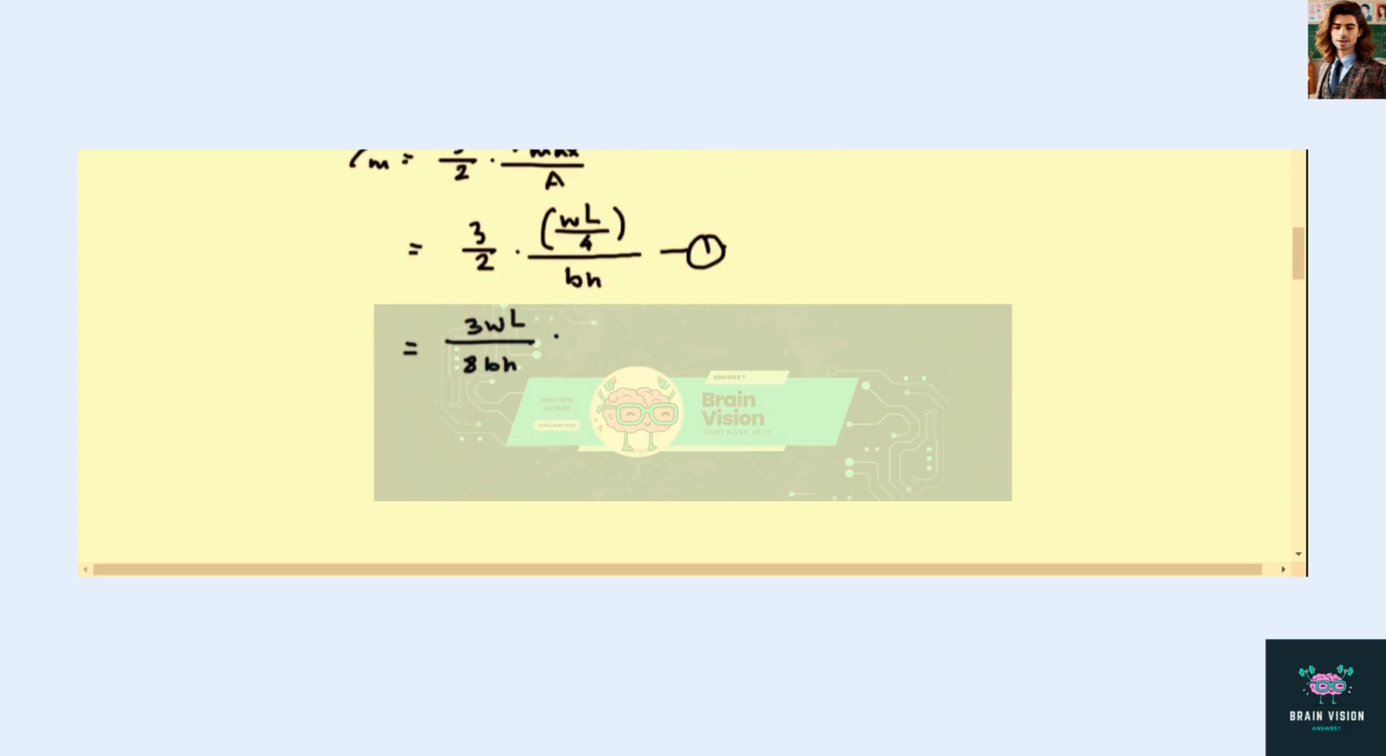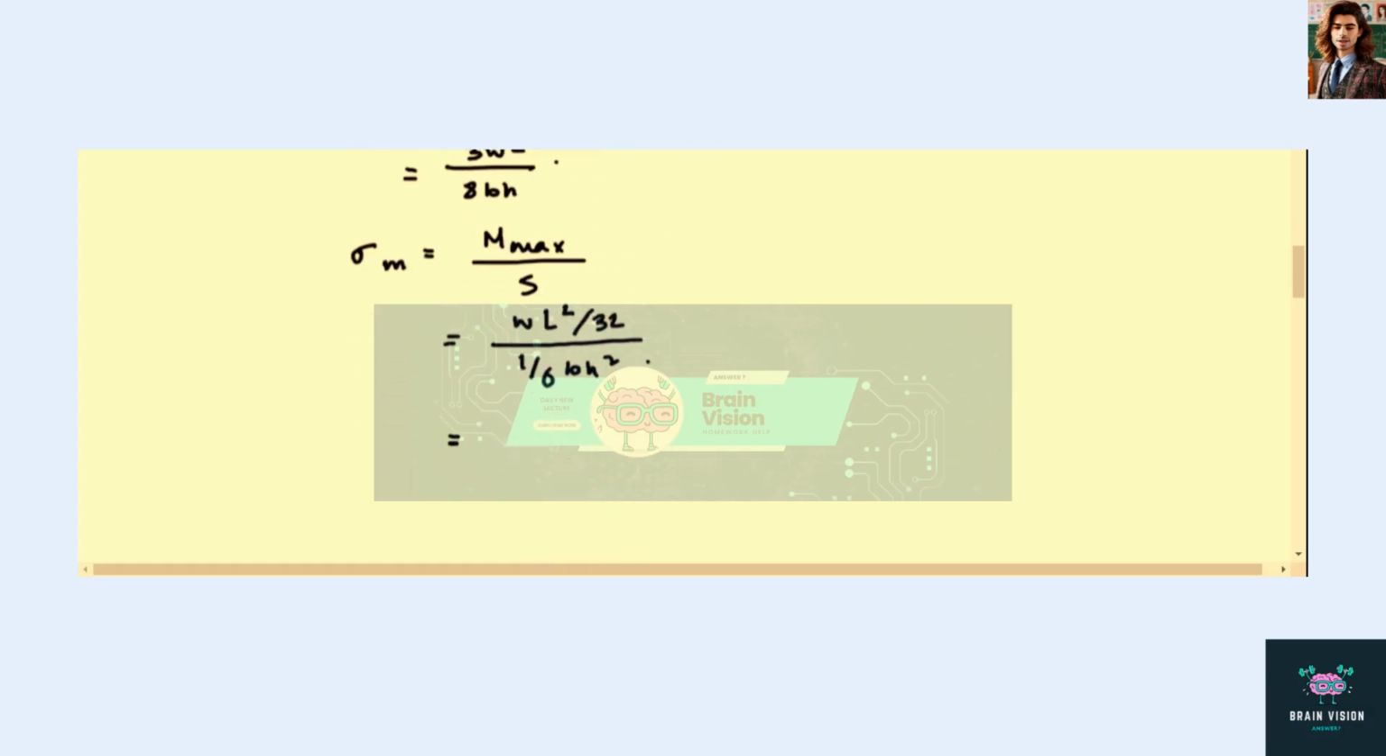and the normal stress sigma m is M max upon S. So we have M max is WL square upon 32, S is 1 upon 6 BH square. This will be equal to 3WL square upon 16 BH square.